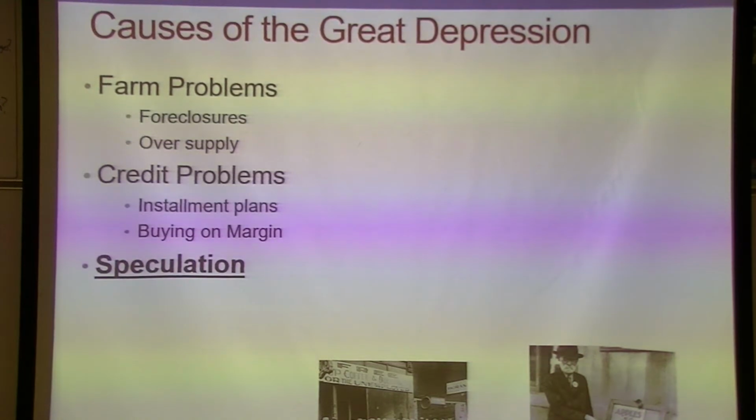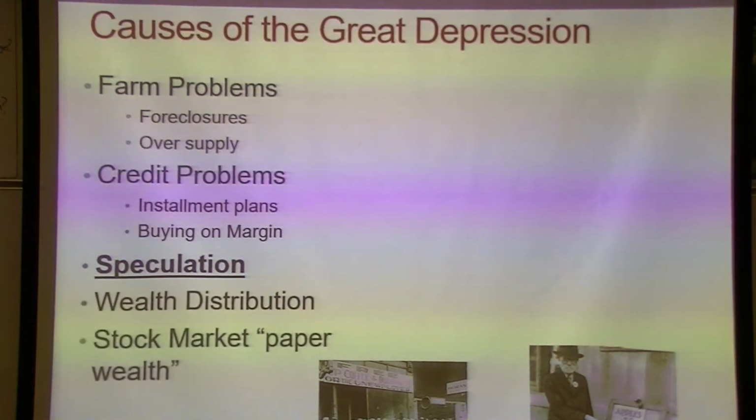A lot of the problems we have happen because people were speculating that things were going to keep getting more valuable. For Florida, instead of the stock market, it was the land boom that we had in Florida. When that busted in 1926, that's why Florida will be in the Great Depression before the stock market. Some other causes: we have wealth distribution.